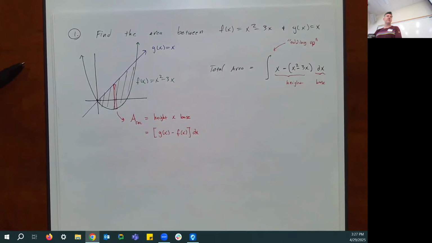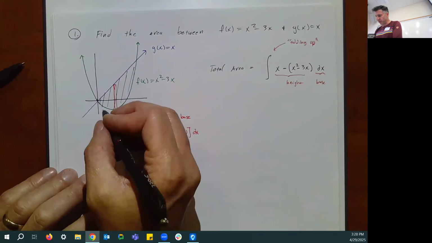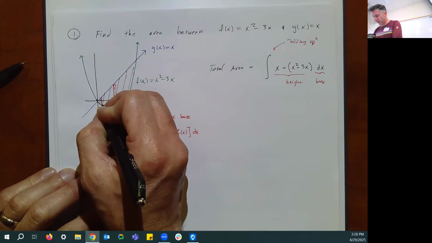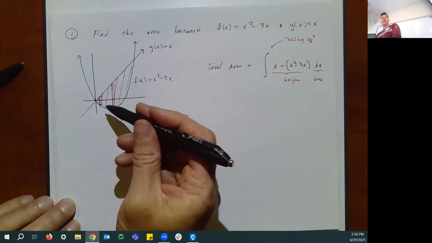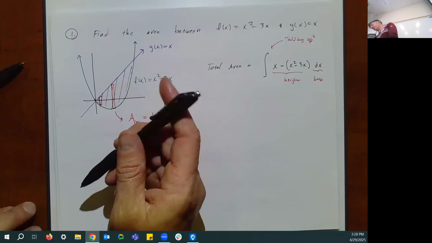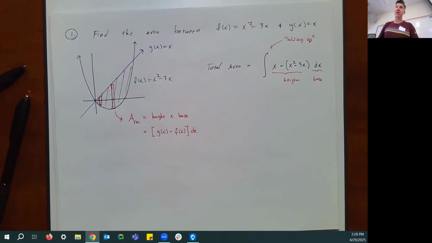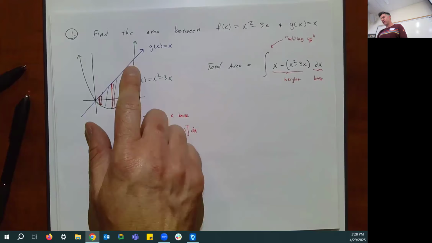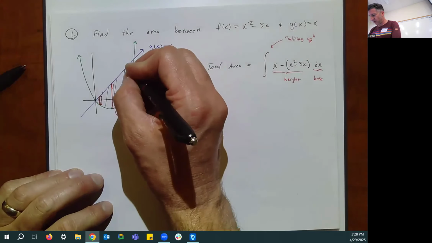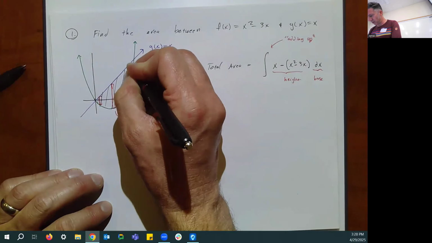But we have to figure out what the limits of integration are. So it seems pretty easy to guess that the left-hand limit of integration is 0, because as far left as the rectangles can go is 0. But the right-hand boundary is a little bit harder to discover without using some algebra.